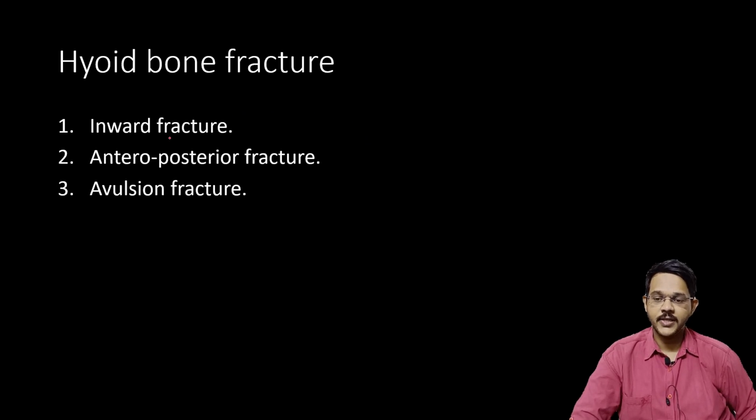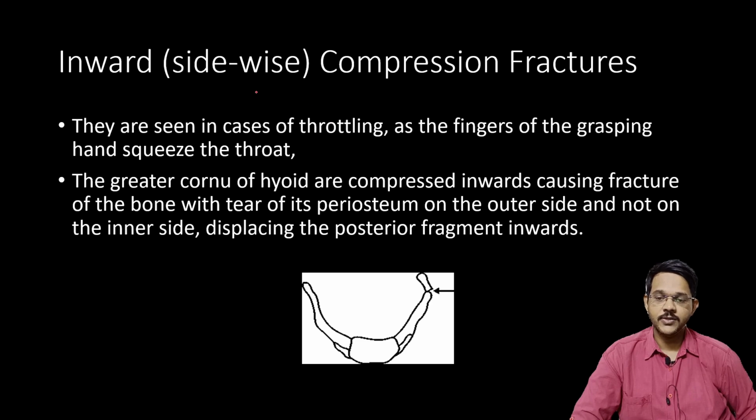Hyoid bone fractures are classified into three types: inward fracture, anterior posterior fracture, and eversion fracture. The inward fracture is also known as the sideways compression fracture. These are seen in cases of throttling. In throttling, a hand is used to compress the neck, and since the fingers press the neck, it causes compression of the hyoid bone. As the fingers of the grasping hand squeeze the throat, this fracture occurs.